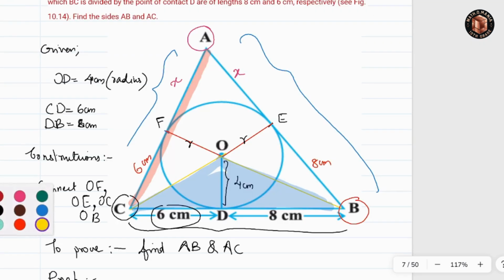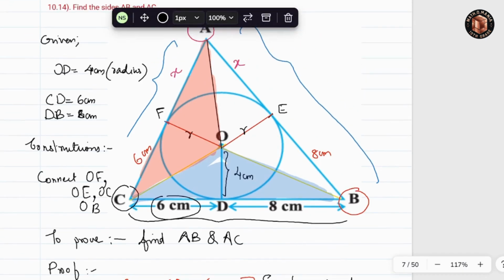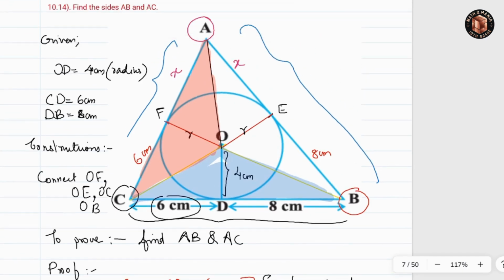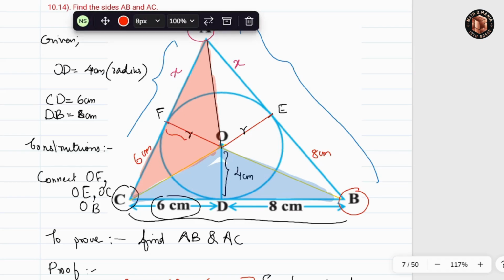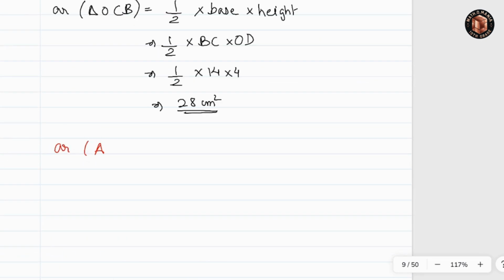Connect this OCA. Okay. Now, in order to find the area of the triangle OCA, similarly, I can use the same equation. Here, I can consider AC as my base and this OF as my altitude. Using that equation, I can find the area of the triangle AOC. Area of triangle OCA equal to how much? Half into CA into OE, right?